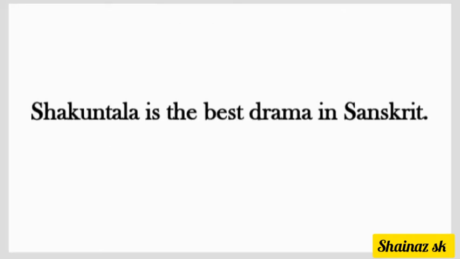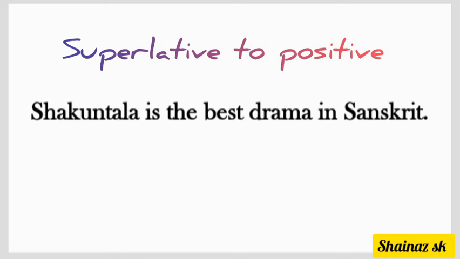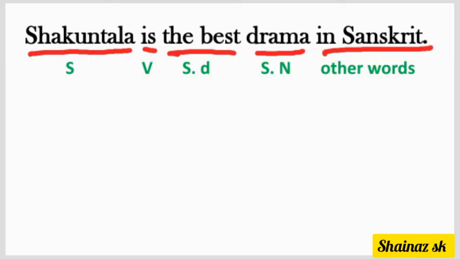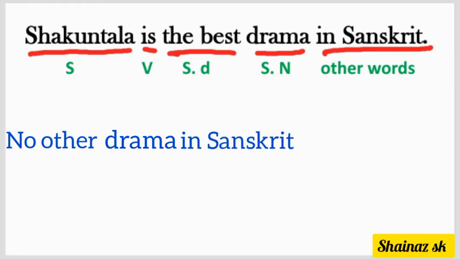Now we will transform this superlative degree into positive degree. So whenever we change any superlative degree into positive degree, we need to add no other at first before the noun given. So here noun is drama. So it will be like this. No other drama. Then the other words are in Sanskrit. No other drama in Sanskrit. Then we will add the verb, that is. Now as we are writing the positive degree, so we will change the adjective into positive degree. That will be good. So before good we will add as good as.